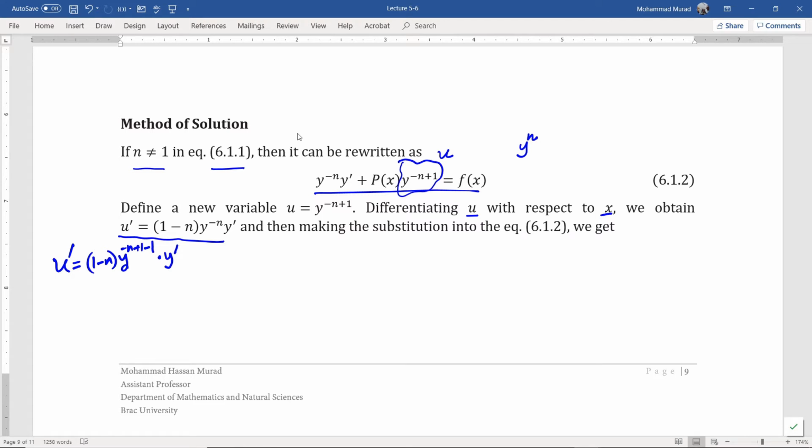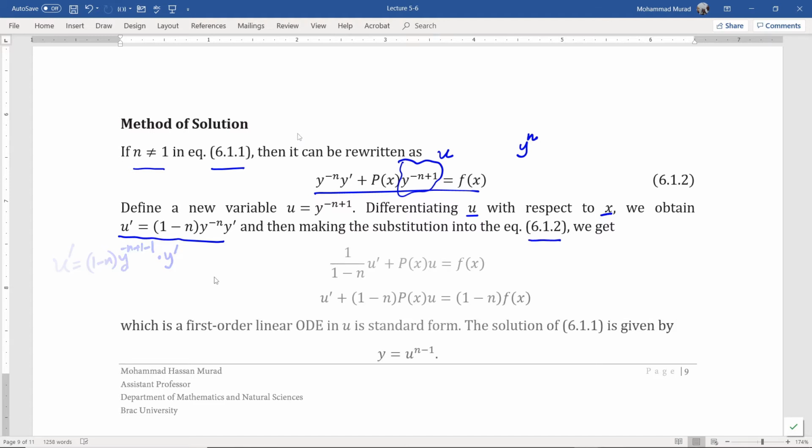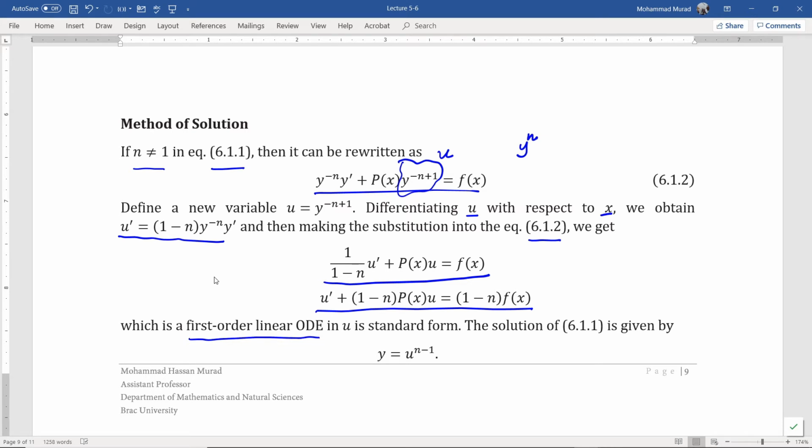And then we make the substitution into equation 6.1.2 to get this equation. Now multiplying this equation by 1 minus n, we get this equation: u prime plus 1 minus n times p of x times u equals 1 minus n times f of x. Now this equation is a first-order linear ordinary differential equation in the variable u.